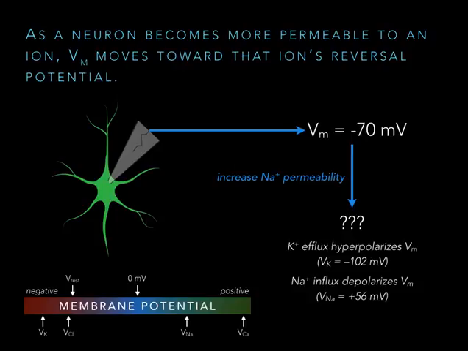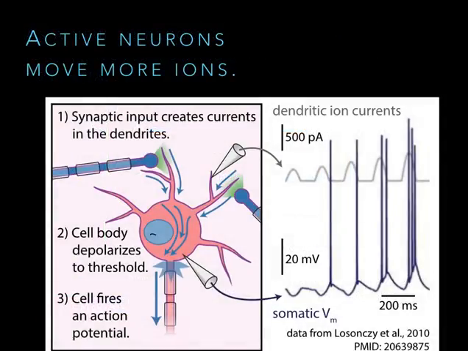This is going to be very important as we work through the action potential, because active neurons are going to be moving a lot of ions around, and we want to understand how the movement of ions works. And if you understand reversal potentials, you got it. So let's set the stage here.